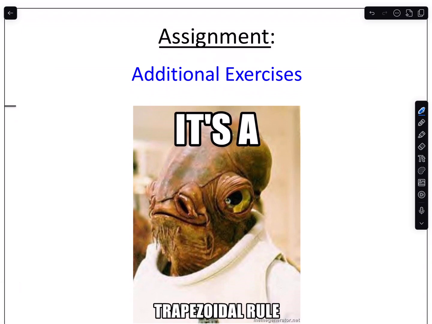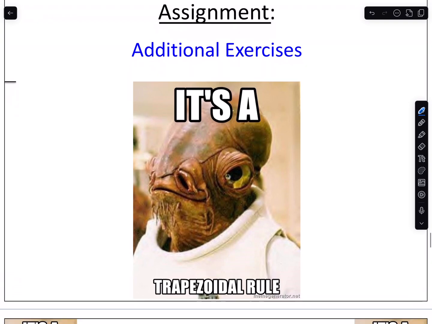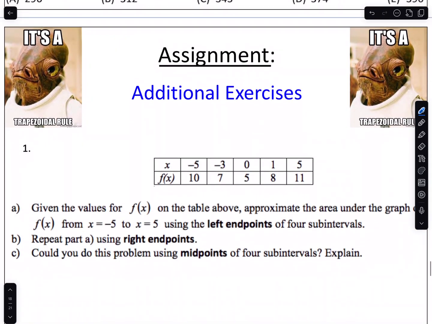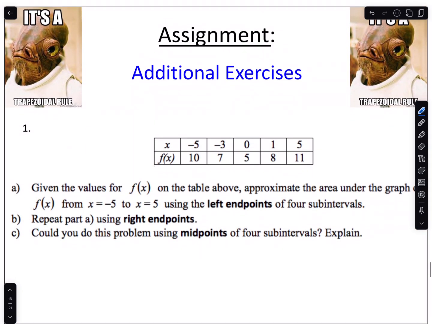All right, so now it will be time for the assignment. This meme itself is kind of hinting at the fact the next thing we should talk about is trapezoids. So tomorrow's video will be about doing these approximations with trapezoids. It turns out rectangles are good, but trapezoids in some cases are actually significantly better. So if you go to your assignments, if you flip over in your notes, you're going to see an assignment that starts with this question right here.